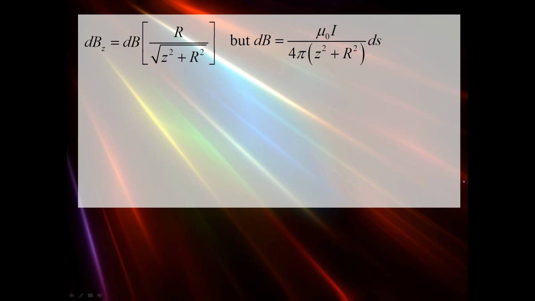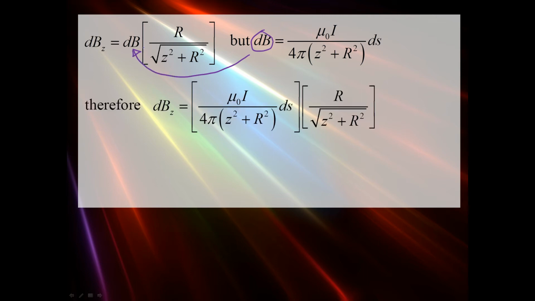We're going to make a substitution though, because from the Biot-Savart law, we ended up with that step where we had dB is equal to mu naught I over 4 pi multiplied by z squared plus r squared times ds. So we'll just take this equation and we'll just throw it in right here. And if I do that, I would then have dBz, so again, it's only the z component that's going to matter, is equal to mu naught I over 4 pi times z squared plus r squared ds multiplied by capital R over the square root of z squared plus capital R squared.